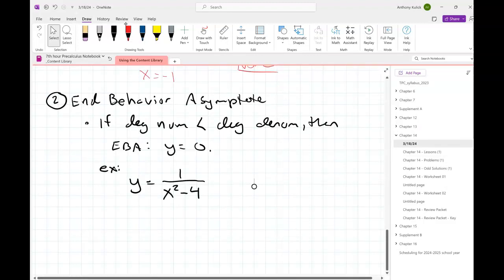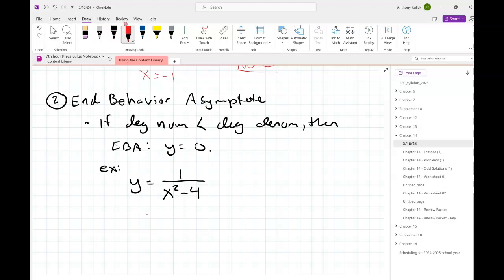So our first criteria says if the degree of the numerator is less than the degree of the denominator, then the end behavior asymptote is y equals 0. What's the degree of the numerator in this example? What's the numerator? 1. What's the degree of the polynomial f of x equals 1?